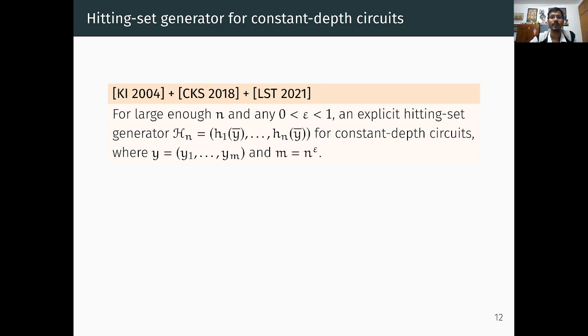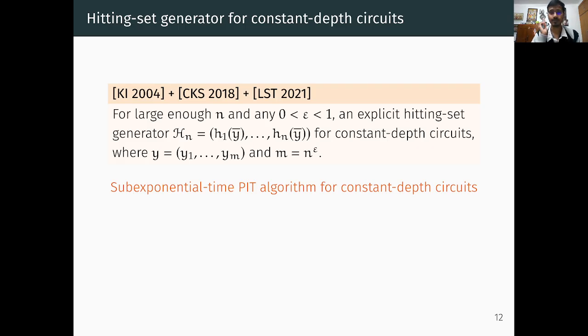depth circuits. The important point to note is that the stretch in this hitting set generator is from n to the epsilon variables to n variables. And when you do the math, you finally get a sub-exponential time PIT algorithm for constant depth circuits. And this is the reason that the runtime of our factorization algorithm is also sub-exponential. We will refer to this hitting set generator as the KI CKS LST hitting set generator.